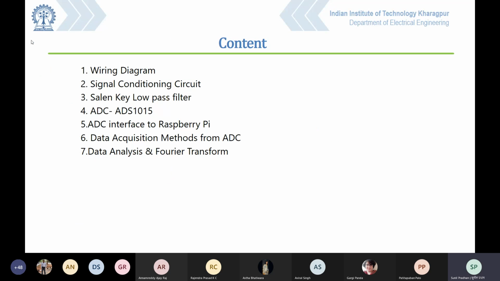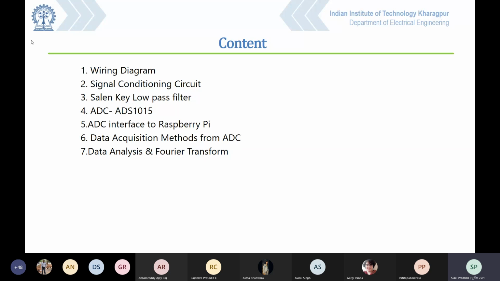So today, first we will be seeing how a current sensor is interfaced to a Raspberry Pi by an ADC, and in that series, how we are conditioning the signal with the signal conditioning circuit, and why we need it. What all noise we are getting, and to remove that noise, we are using a low pass filter. And once the signal arrives at an ADC, how can we choose which ADC will be perfect for us, that ADC interfacing to a Raspberry Pi.